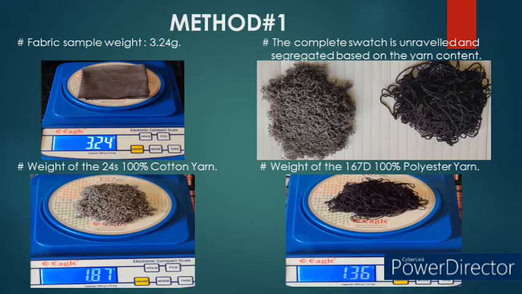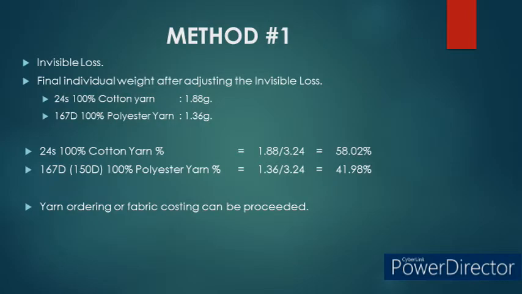Always there will be a minimal difference. This is due to invisible loss during unraveling. Since it is a very minimal difference, you can adjust by adding this invisible loss weight proportionately to both the yarn contents. Here the invisible loss is 0.01 gram. The reason behind this invisible loss is that while unraveling, the fibers fly in the form of fluff.